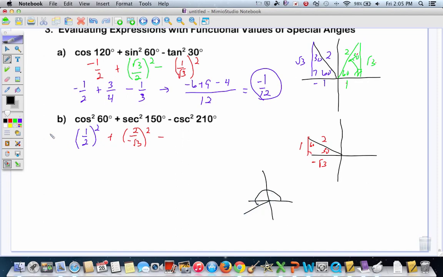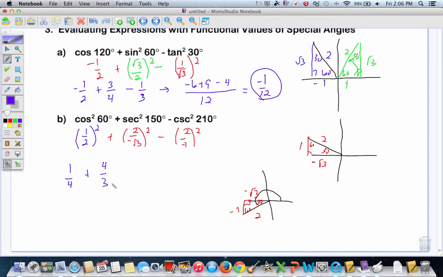I'm going to draw in one separate coordinate plane here to get our 210. 210 goes from here to here. Our reference angle then is 30. Come straight down. We have a 30, 60, 90, 1, square root of 3, and 2. This time, both x and y are negative. Cosecant is r over y, so it's minus 2 over -1 being squared.